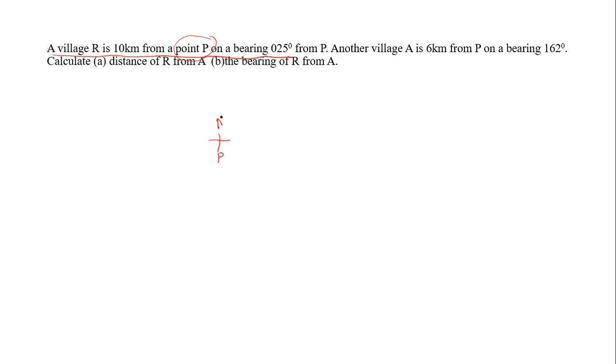So this is north, and this is starting 0. This is 90 degrees. This is 180. This is 270 and up to 360 degrees. Now 25 will be before 90, somewhere around here.